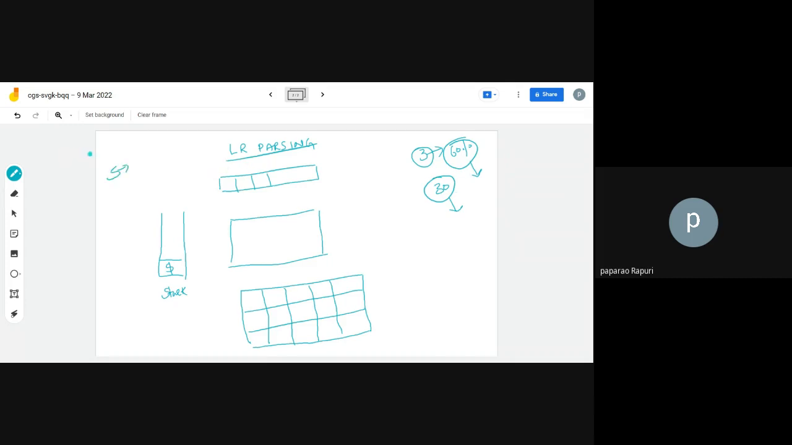Suppose we take a grammar, S derives AB, A derives small a, and B derives small b, and we need to accept the string. Here we will place the input buffer with the given string. The input buffer holds the string we are going to accept, and the stack is used to perform push and pop operations. Initially it is empty. The dollar shows whether it is empty or not.